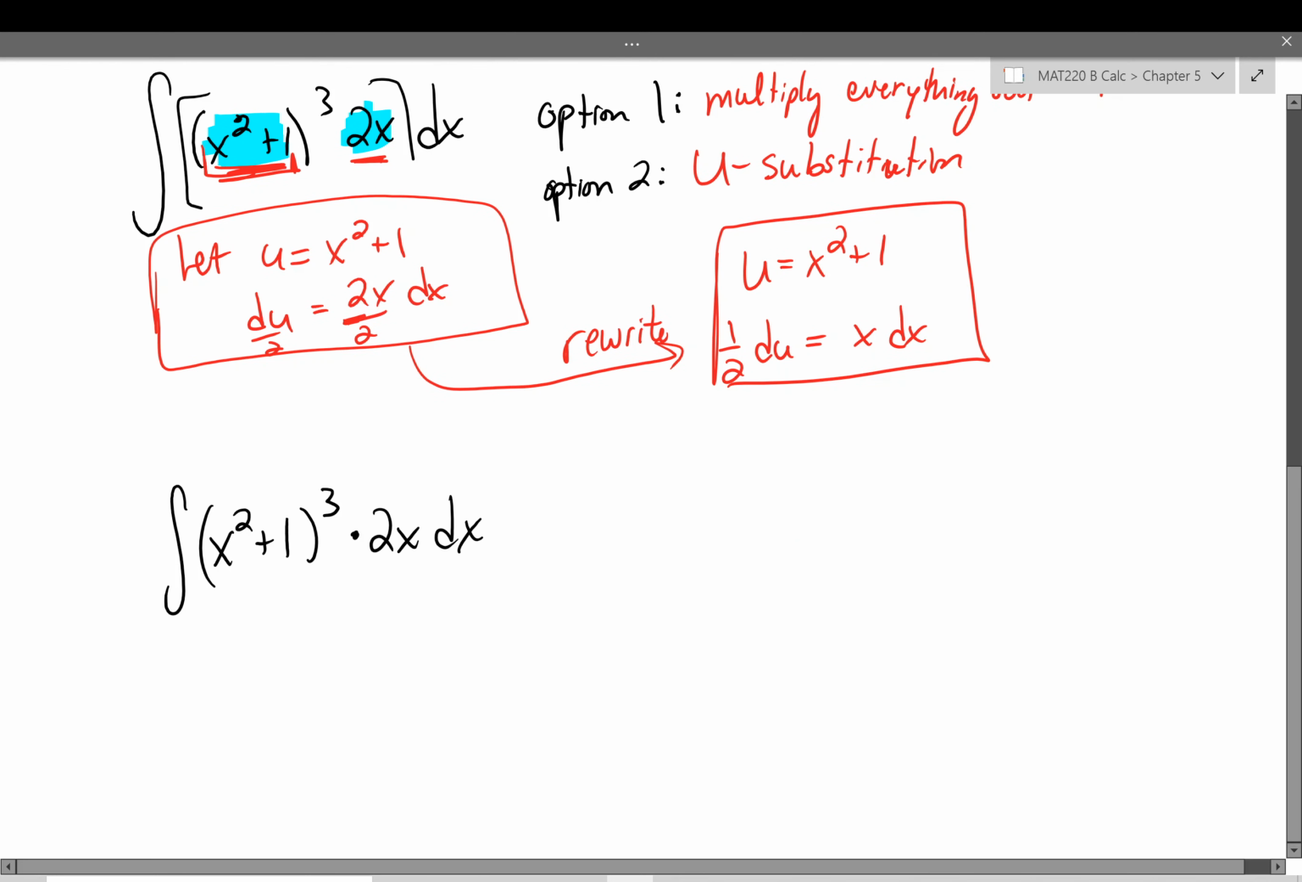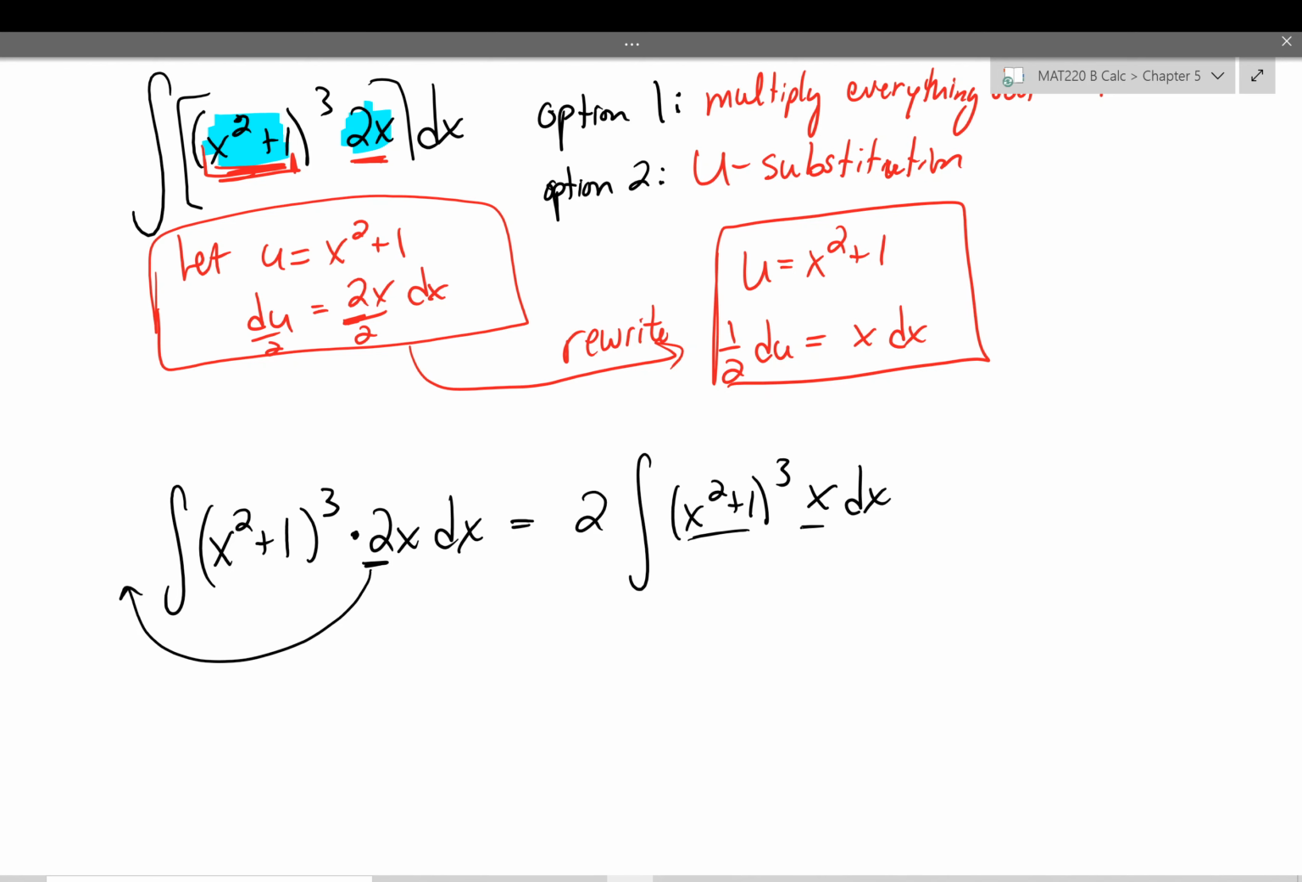All right? I notice right here I have a 2, and since everything's being multiplied, I'm allowed to pull that out front. So that's going to give me 2 times the integral of (x squared plus 1) cubed x dx. Okay? Now, I see that I have a chain rule. So I use U-substitution, and here is what you've got to do. If you've done it correctly, this will always happen.